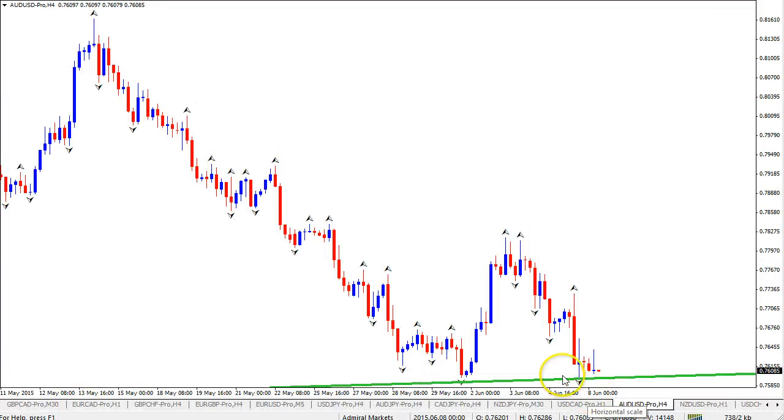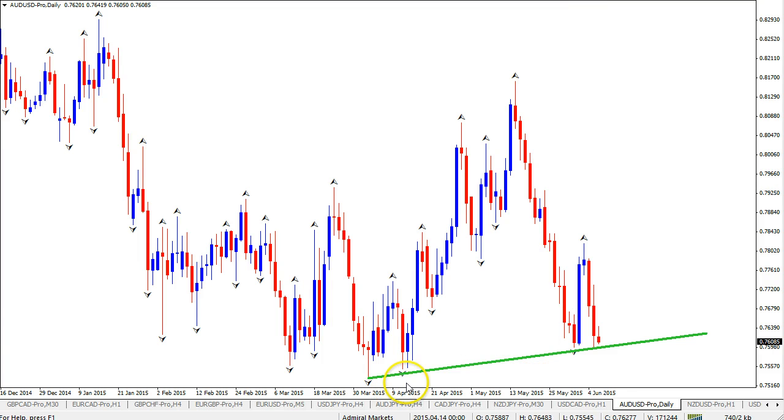AUD/USD 4-hour chart is right at a support level, and that's a pretty interesting level because a week ago or so, price bounced at this level pretty heftily, but equally turning around just as quickly and retesting that support. And personally, I would expect a break on the AUD/USD.